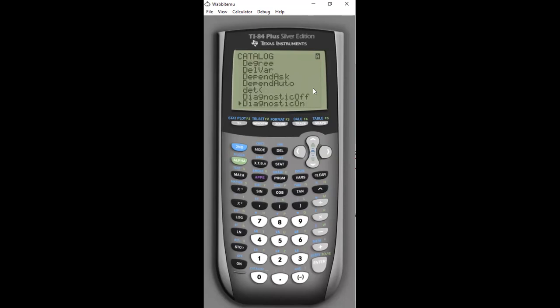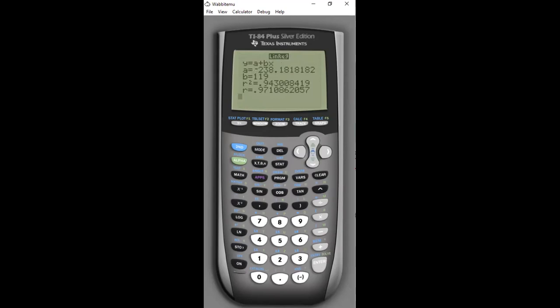You want to turn the diagnostic on, so it will give you more detailed information. So you press enter, then enter again, and you see that diagnostic on is done. Now let's go back to our stat again, and we do the calculation. We do the linear regression A plus BX here, with the same input.